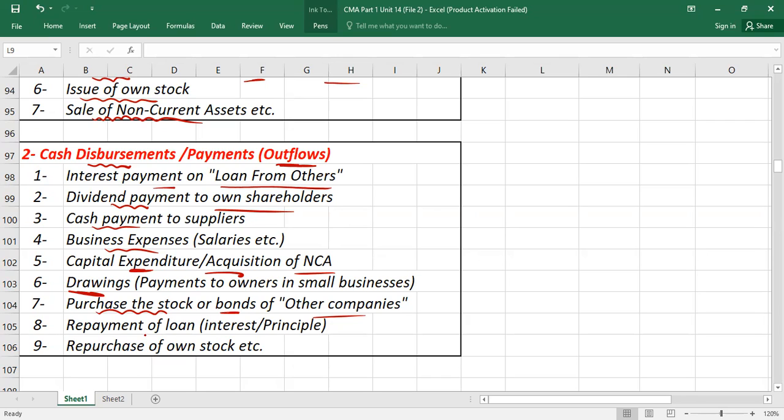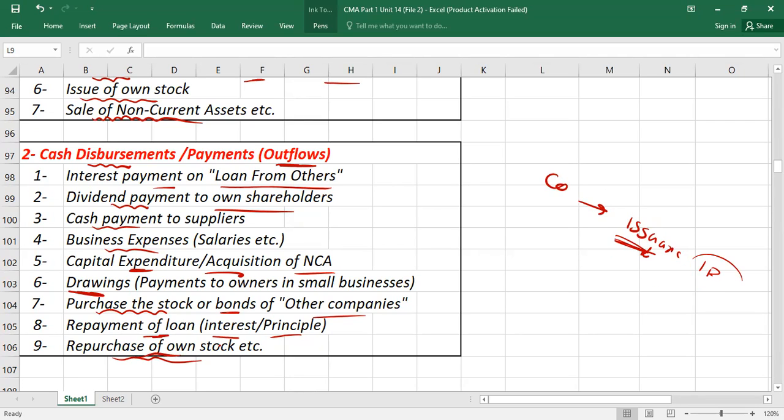Then you have repayments of loan, interest or principal. Obviously, when I took the loan from a bank, it was an inflow for me. When I return the money or pay the interest, this is going to be your outflow. Then you have a repurchase of your own stock. Let's assume you are a company: at the time of issuance of stock, it was an inflow. But at the time of repurchase, when I buy back these stocks, this is going to be your outflow. So this is called repurchase of own stock.